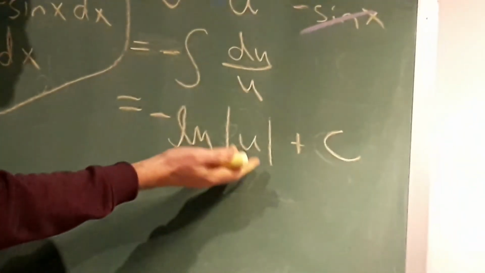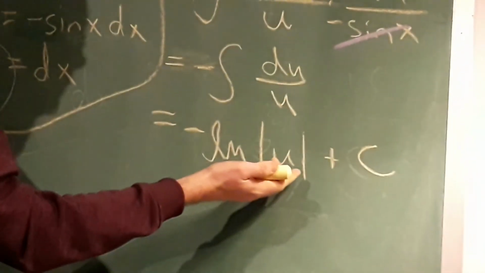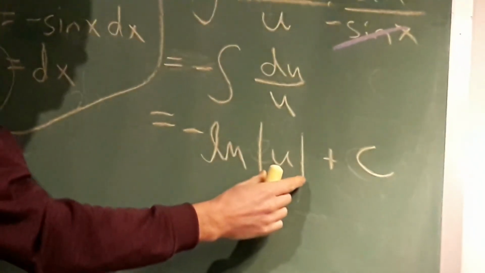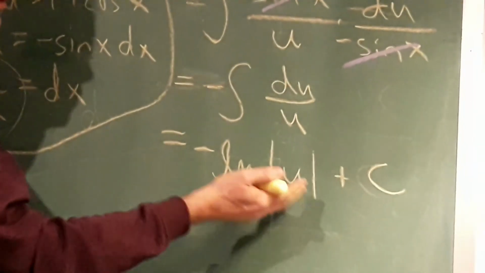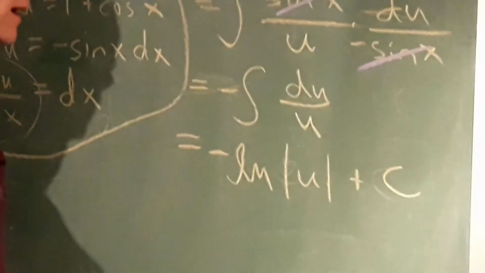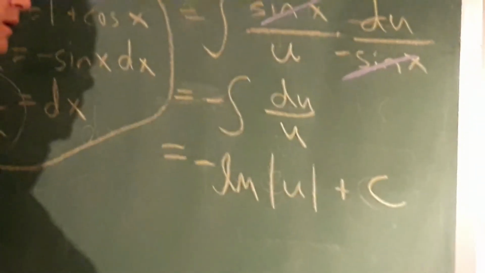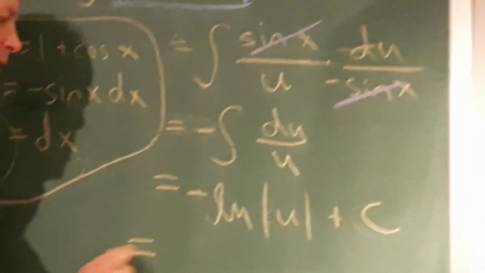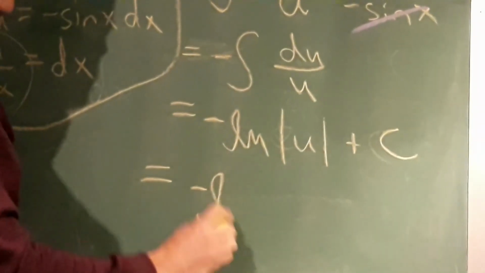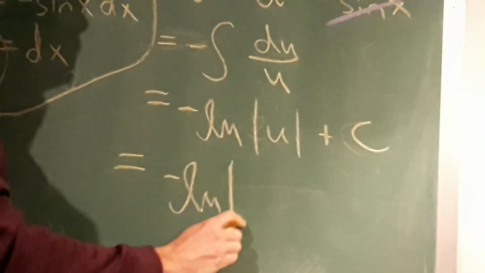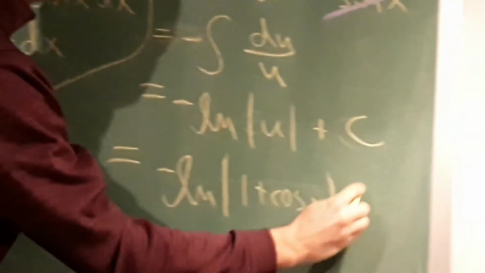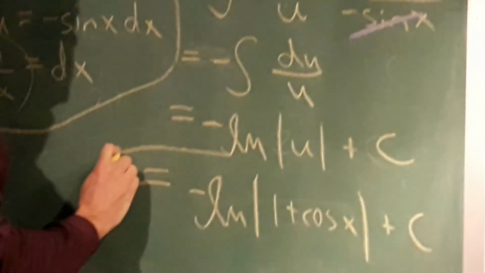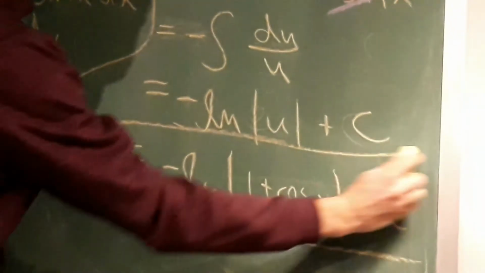So notice I put the absolute values here because I can't take the natural log of a negative number, and so that ensures that my input is defined. And then I'm going to go back and fill in u, so this is going to be negative ln absolute value of 1 plus cosine of x, and then plus a constant. And that is my final answer.